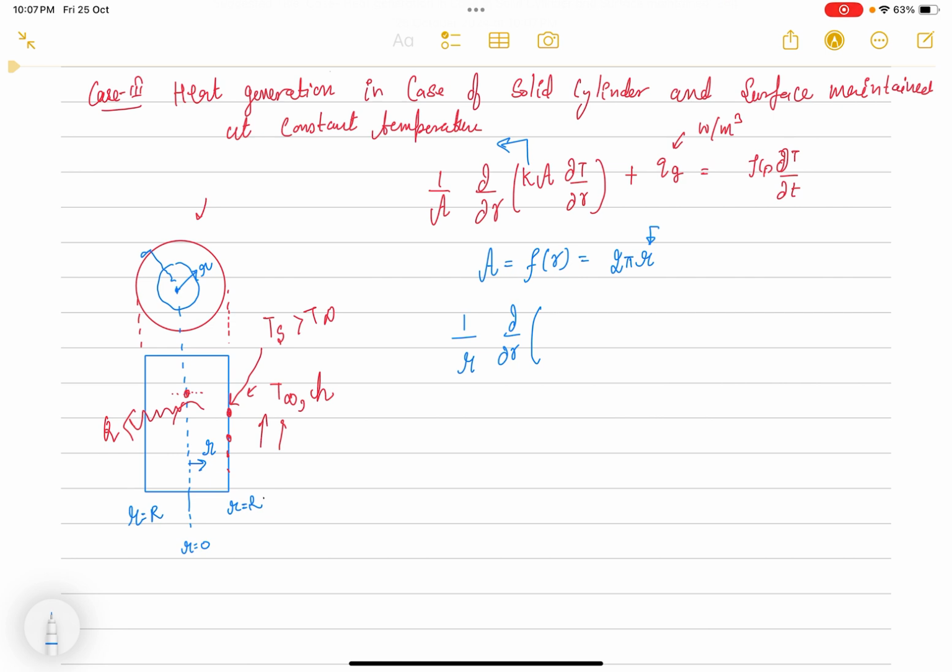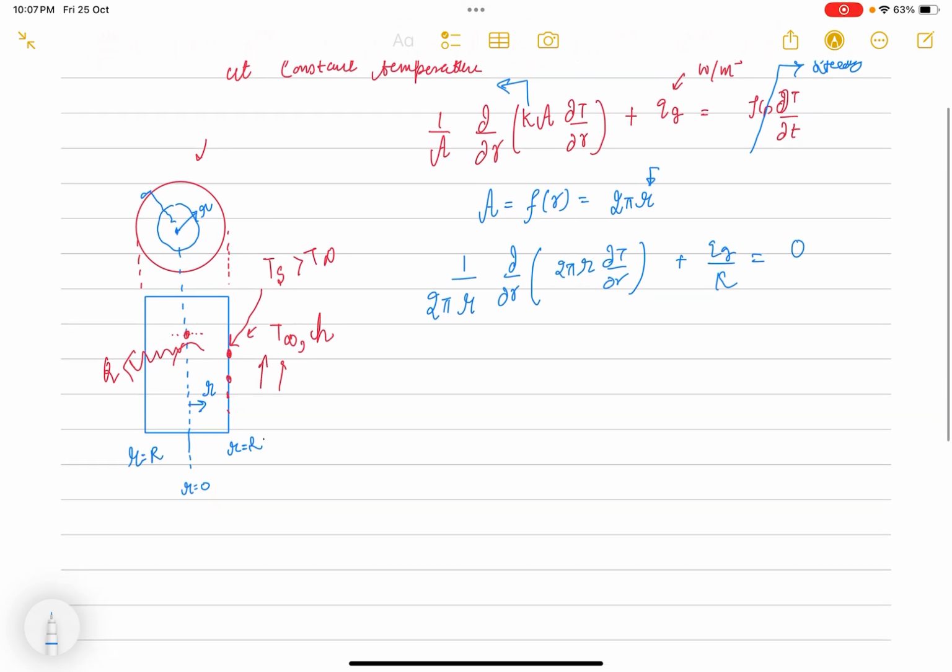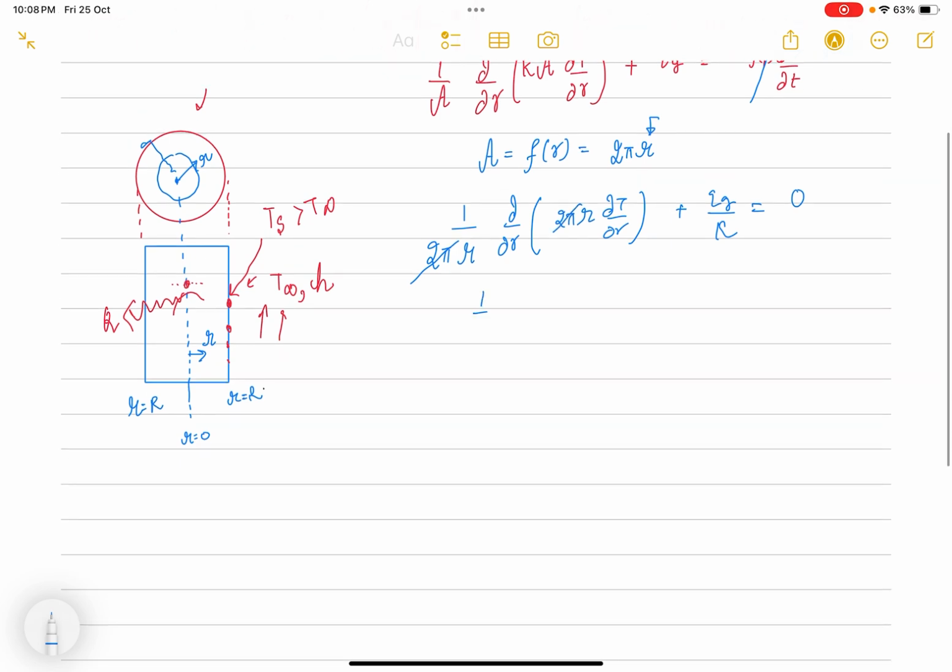Okay, and also we are assuming that this is a case of steady state, right, and one dimensional. So inside this bracket we have 2 pi r, and 2 pi will cancel from outside and inside. Alright, let me write that A is 2 pi r, then k will come out, and A is 2 pi r again, del T by del r, plus qG by k equal to 0. 2 pi will cancel out, we will get 1 by r del by del r of (r del T by del r), plus qG by k equals 0.